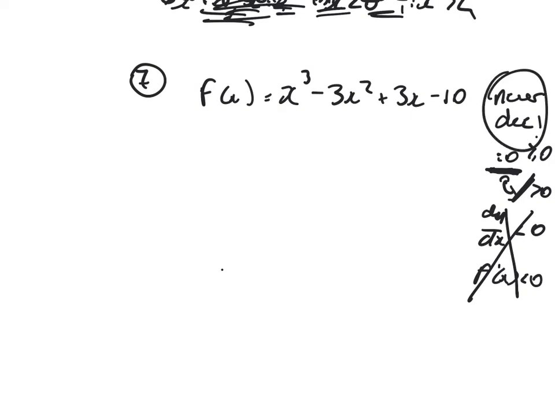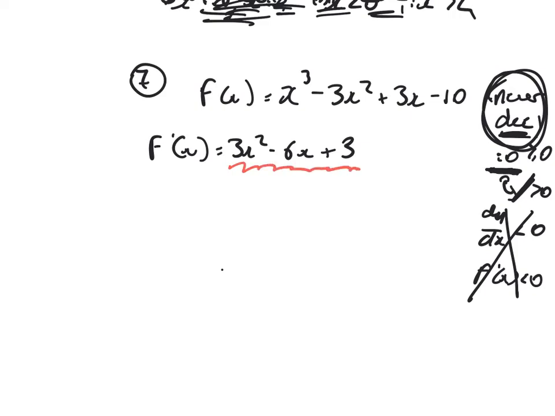Okay, so decreasing is telling me to analyse the gradient, and the first step then would be to differentiate the function: 3x squared minus 6x plus 3. Now we need to prove that this function is never decreasing, i.e. that it never holds a negative value. Now one thing that we can think about here is squares.